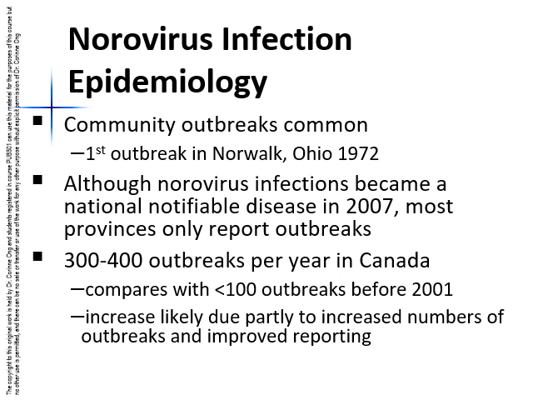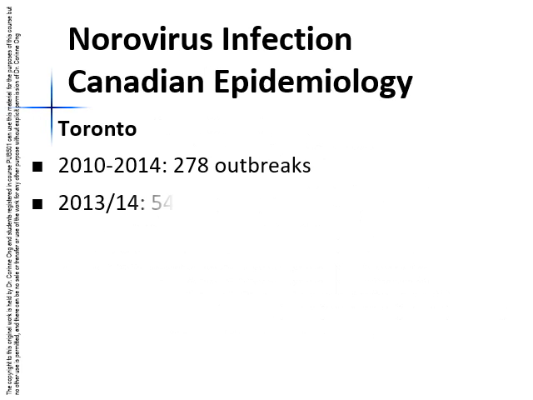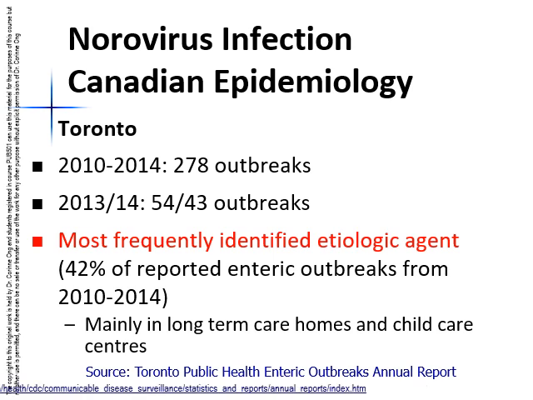The increase is likely due partly to increased numbers of outbreaks, as well as improved awareness and reporting of norovirus outbreaks. One of the last annual reports published by Toronto Public Health showed that there were 278 outbreaks in 4 years in Toronto, with around 50 outbreaks a year. Nearly half of the reported enteric outbreaks in Toronto were caused by norovirus, making it the most frequently identified etiological agent, mainly in long-term care homes and child care centers.